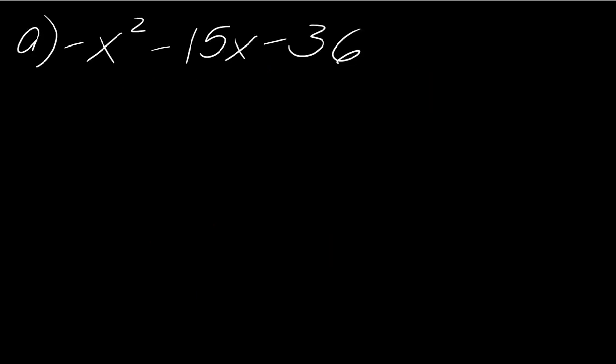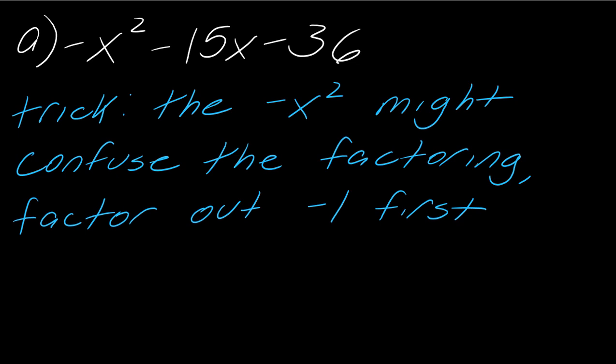Okay, so this first one, I've got negative x squared minus 15x minus 36. I think this one is tricky because this starts with a negative x squared, and for whatever reason, that kind of messes with people's brains. So the trick here would be that the negative x squared might confuse the factoring. So what I suggest that you do is factor out the negative 1 first.